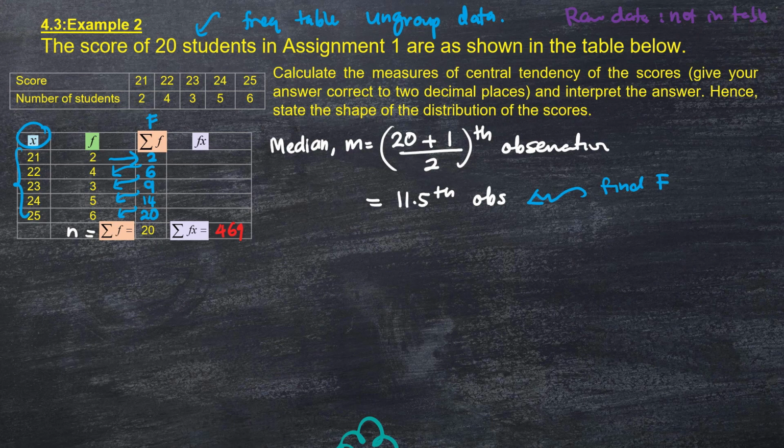When we are talking about the 11.5th observation, it lies here, because it's greater than 9 and below 14. But our median is not about frequency, our median is about our subject matter. Our subject matter here is the score 24. So our median is M equals 24. We can interpret it as 50% of the students get 24.